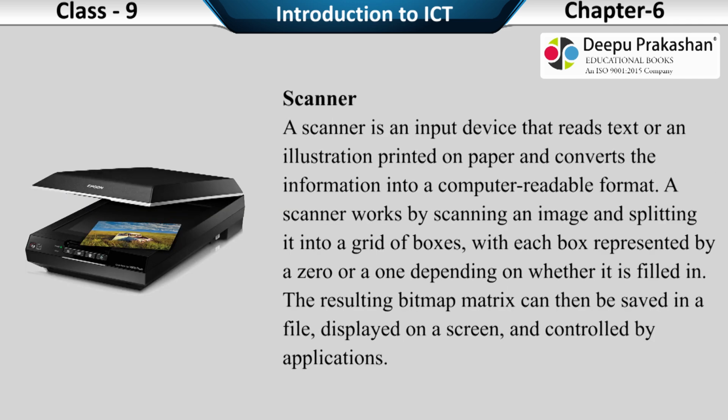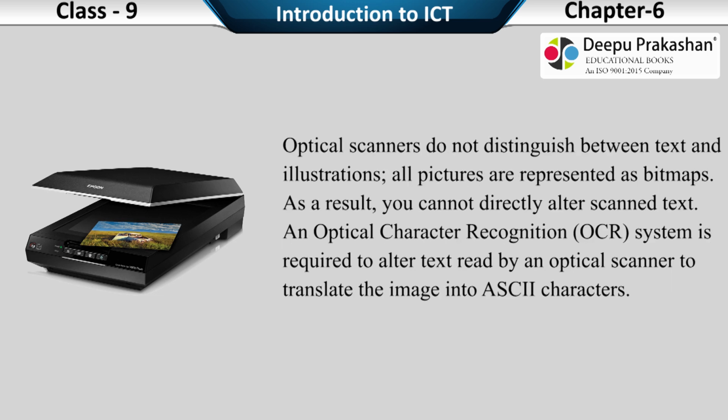Scanner. A scanner is an input device that reads text or an illustration printed on paper and converts the information into a computer-readable format. A scanner works by scanning an image and splitting it into a grid of boxes, with each box represented by a 0 or a 1 depending on whether it is filled in. The resulting bitmap matrix can then be saved in a file, displayed on a screen, and controlled by applications. Optical scanners do not distinguish between text and illustrations. All pictures are represented as bitmaps.